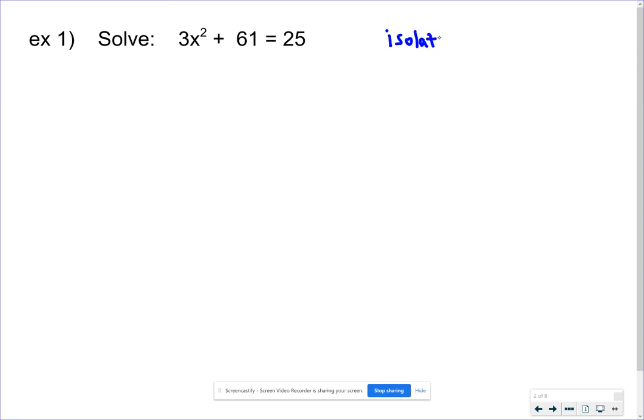First thing we're going to do is isolate the x squared, because we can easily do that by subtracting 61 and then dividing by 3. And then we'll undo the square by doing a square root. Okay, 25 subtract 61 is negative 36. We're going to divide both sides by 3 because we're undoing multiplication. Negative 36 divided by 3 is negative 12.